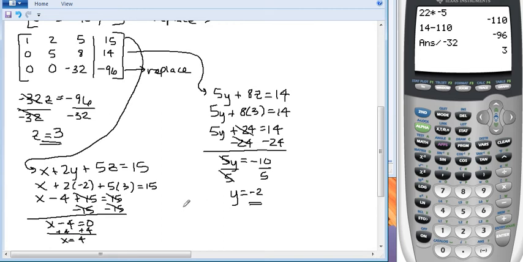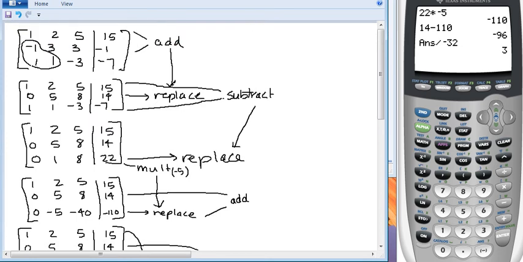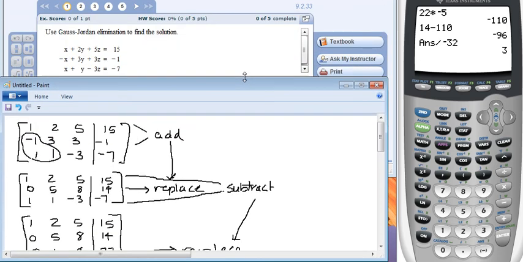So there's my ordered triple: 4, -2, and 3. Well, let's see if they work. I'm going to go all the way back up to my originals here. I'm going to write that down again. I've got 4, -2, and 3.